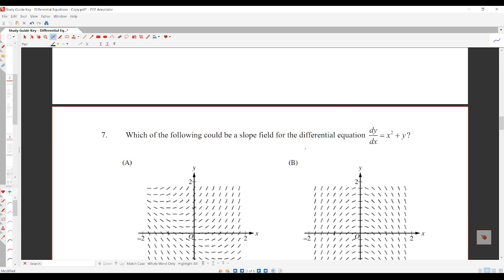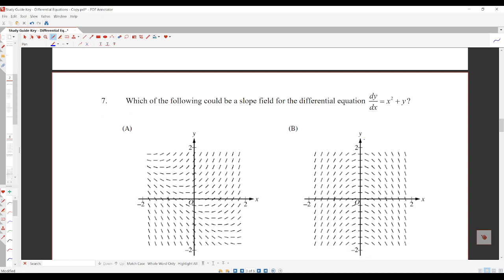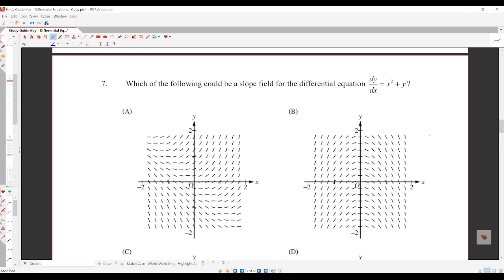Let's take a look at number 7. Which of the following could be the slope field for the differential equation dy/dx equals x squared plus y? So again, there are several options we can go here. We can do something like this: no matter what x is, x squared is going to be positive, and when I add y, that's what we're going to get for our slope. So I'm going to go ahead and just look at quadrant 1, where both x and y are positive. If I square x and I add the y, that should be positive. Okay? So in quadrant 1, where x is greater than 0 and y is greater than 0, then dy/dx must be greater than 0.